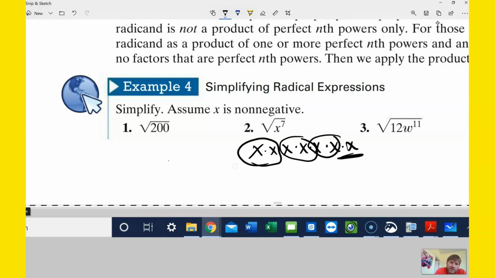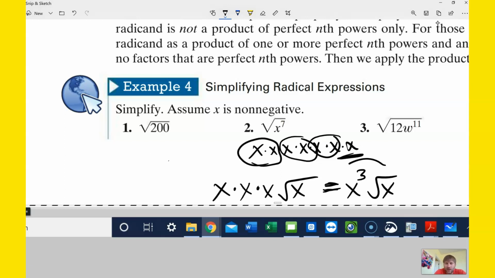Since this is a pair of x's, that comes out as an x. And since that's a pair of x's, that comes out as an x. Since that's a pair of x's, that comes out as an x. And since that x doesn't have a partner, it has to stay underneath the radical. And so the final answer here would be, since there's x times x all on the outside, that's x cubed on the outside, and the extra x left on the inside. So this is the final answer.